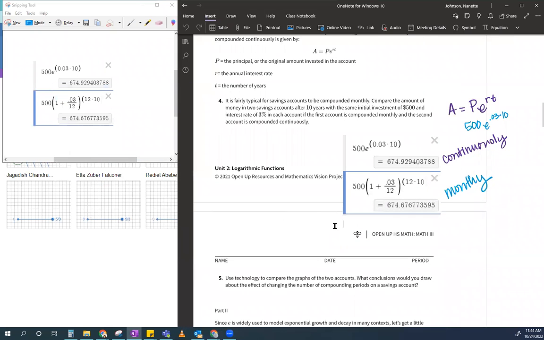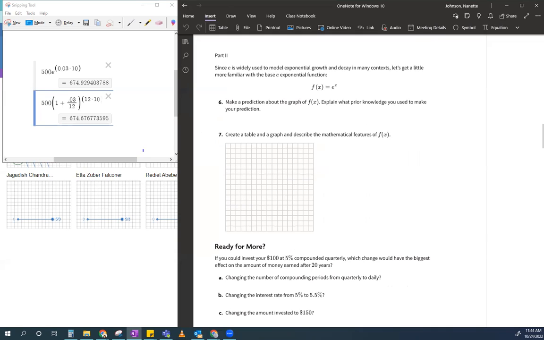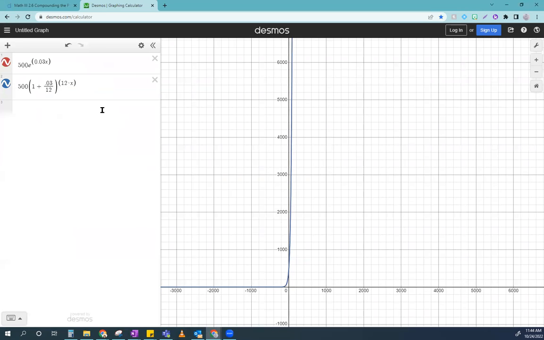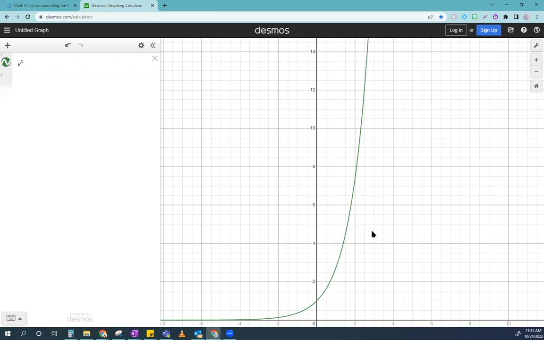I'm just going to go over a couple more things and then I'm going to let you guys go. Since E is widely known for exponential growth and decay, let's get a little bit more familiar. So E is that number that we've used. They want you to create a graph of that, which is fine. So if you go back to your Desmos calculator, they want you to graph E to the X. Let me get rid of all these. It looks really funny because it's so close, but it looks like any other exponential function.